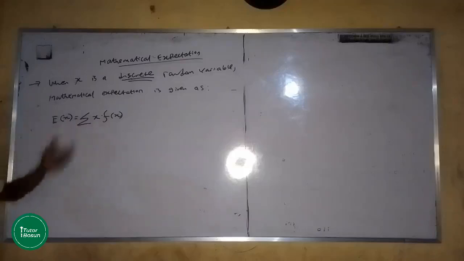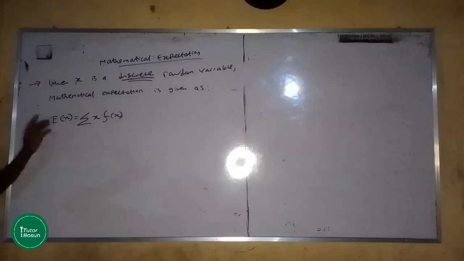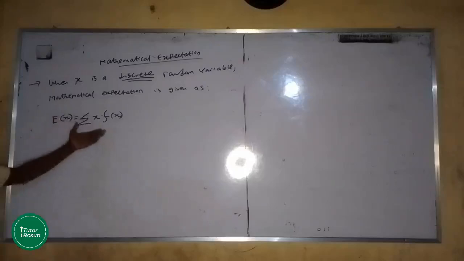You can even be asked to find the expected value of a constant. You can be asked to find the expected value of 1. What do you need to do? Just multiply 1 by your f of x, then do the summation. You can be asked to find the expected value of 2. Just multiply 2 by f of x. You can even be asked to find the expected value of x squared. Just multiply the f of x by x squared before doing the summation.